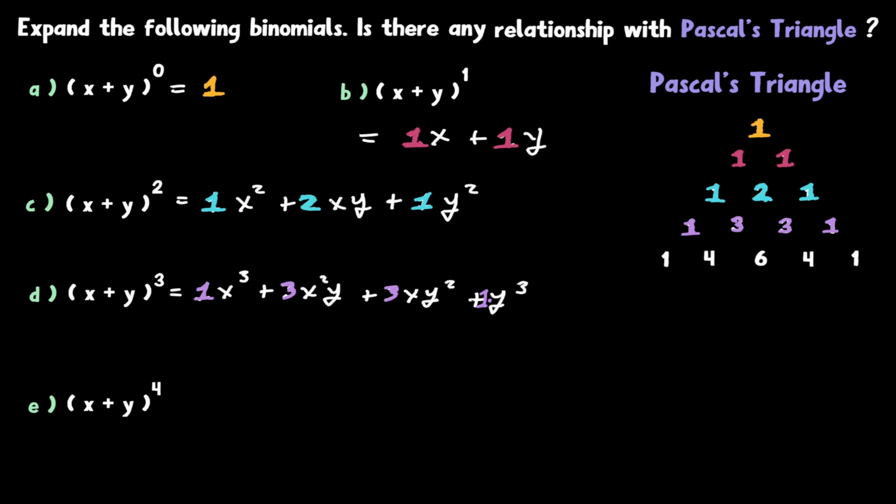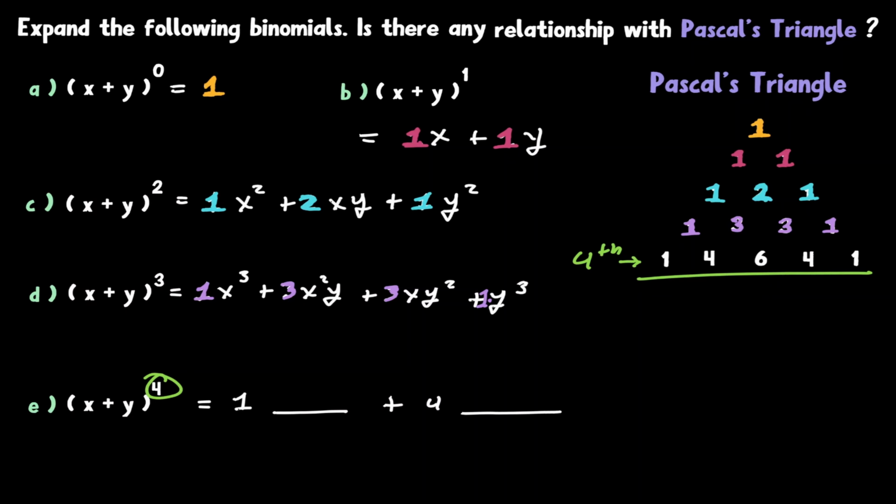So now, if we want to expand this expression to the fourth, when it comes to coefficients, we can just get all those values from the fourth row in Pascal's triangle. So we're going to get a coefficient of 1 and then some space, followed by the next coefficient, which is 4, then 6, then 4, followed by the last coefficient, which is 1. So at least when it comes to coefficients, we can always obtain them from Pascal's triangle.